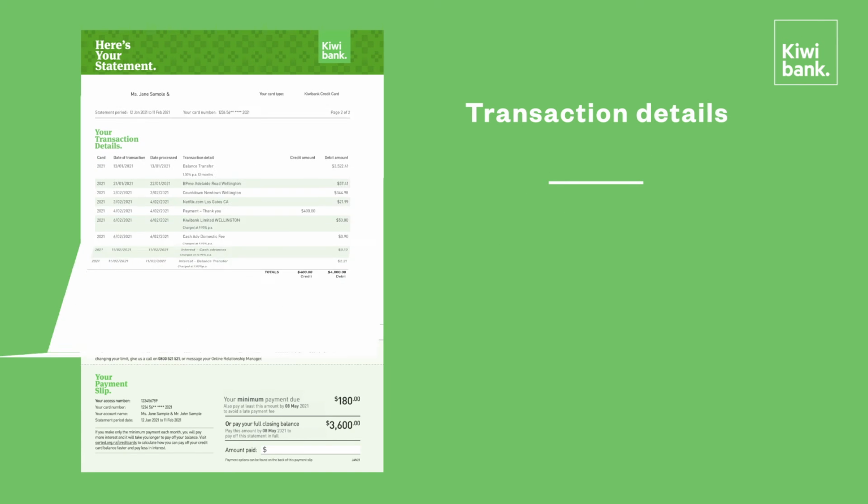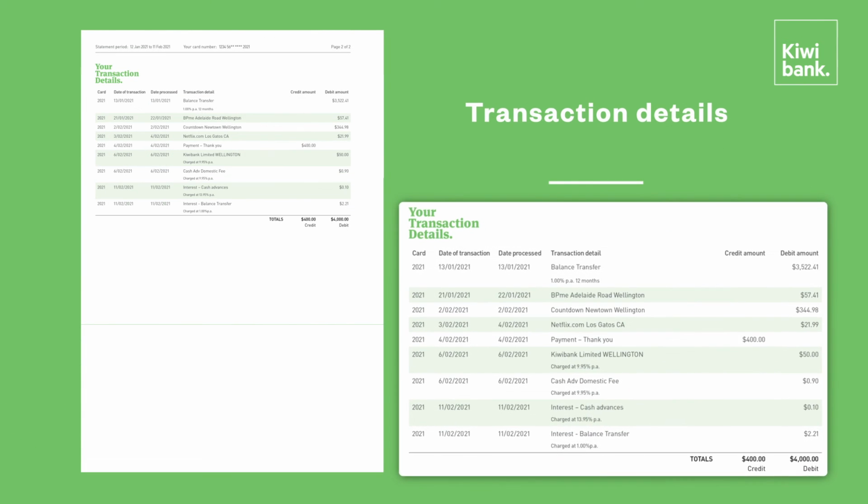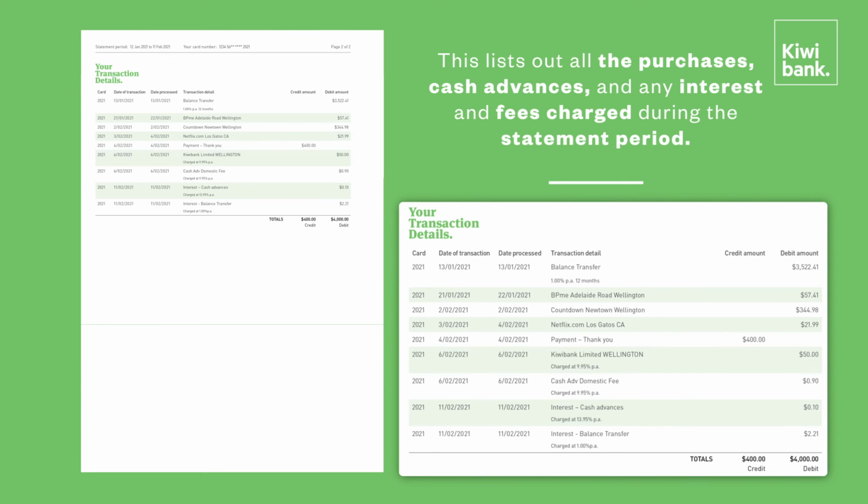You can find your transaction details listed out on the next page of your statement. This lists out all the purchases, cash advances, and any interest and fees charged during the statement period, as well as any credits, such as refunds or payments you've made to your card account.